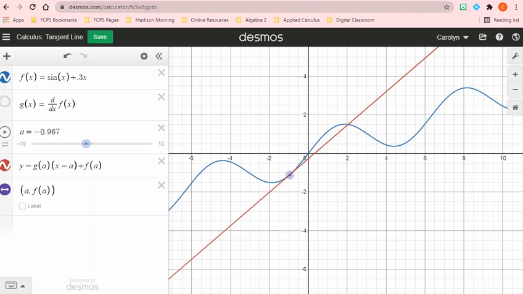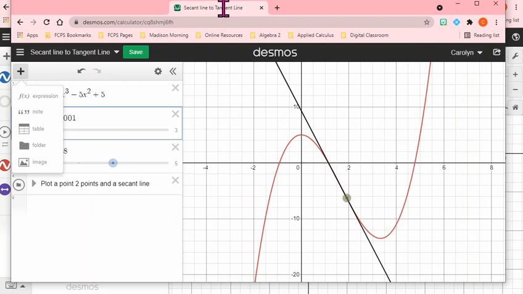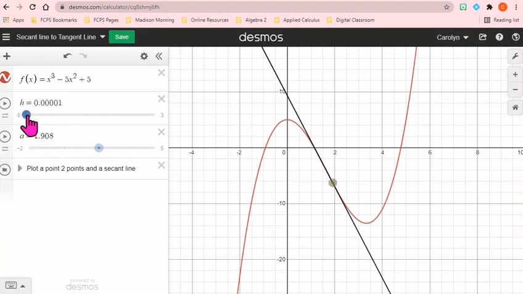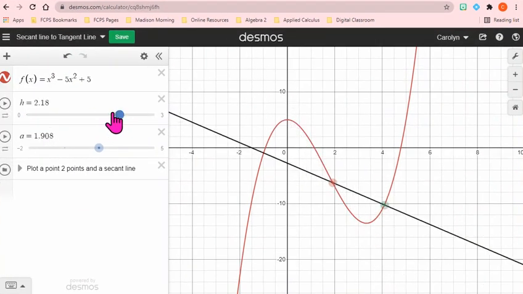All right, so now I have another picture for you, which is this one here. Okay, let's do this. This is a graph where I have 2 points on the line. This is called a secant line. A secant line touches 2 points.